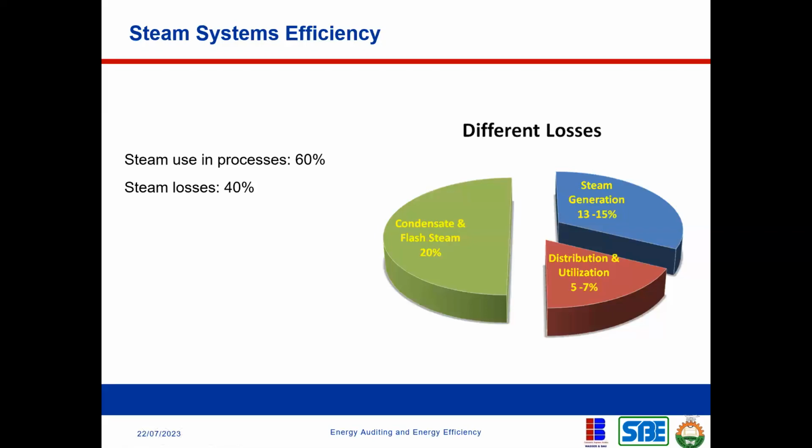So in the whole steam generation and distribution system, up to 40% of the heat is lost. Now, 20% of that is lost through condensate and flash steam. I already explained what a condensate is. About 13 to 15% is lost during steam generation, assuming you're recovering your flue gas. If you're not recovering your flue gas, you could have higher losses in your steam generation. Then in your steam distribution, you can have up to 5 to 7%, but these are just indicative values.